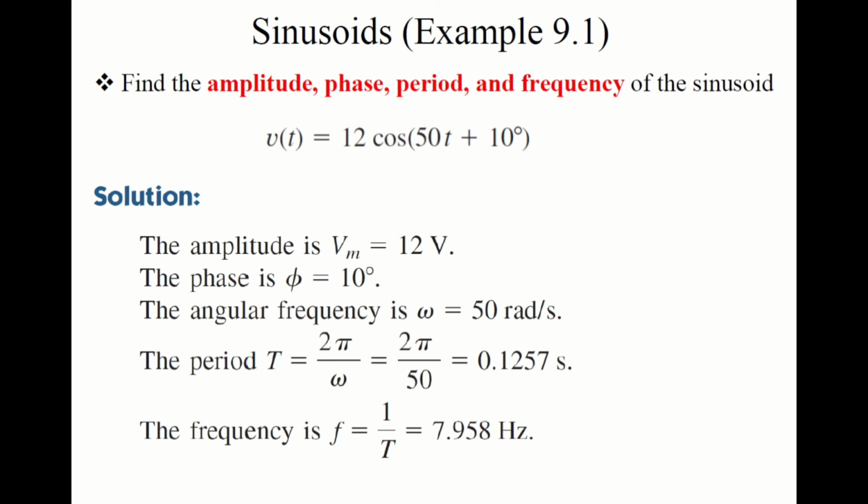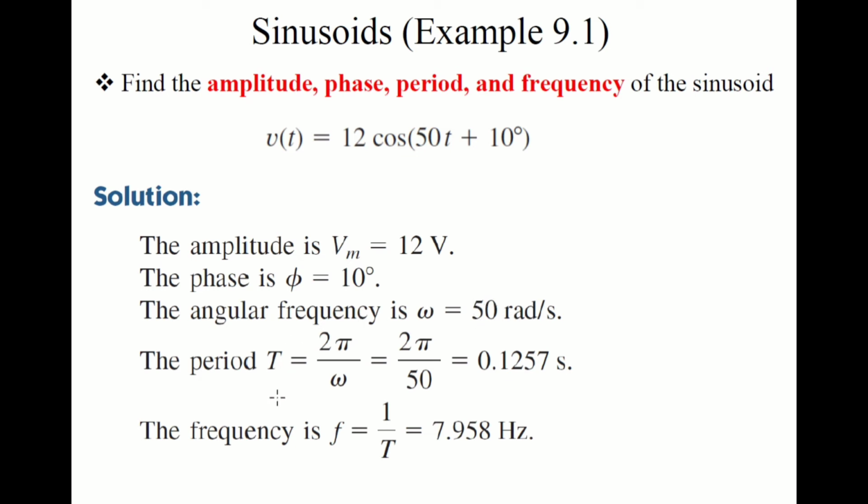So let's look into an example. From this equation, find the amplitude, phase, period, and frequency of the sinusoid. We know that the amplitude is 12 because it is at the front of the equation, and the phase or phi here is 10 degrees. The angular frequency is w, which is usually paired with the t. So this is the angular frequency, 50, and the unit is radians per second.